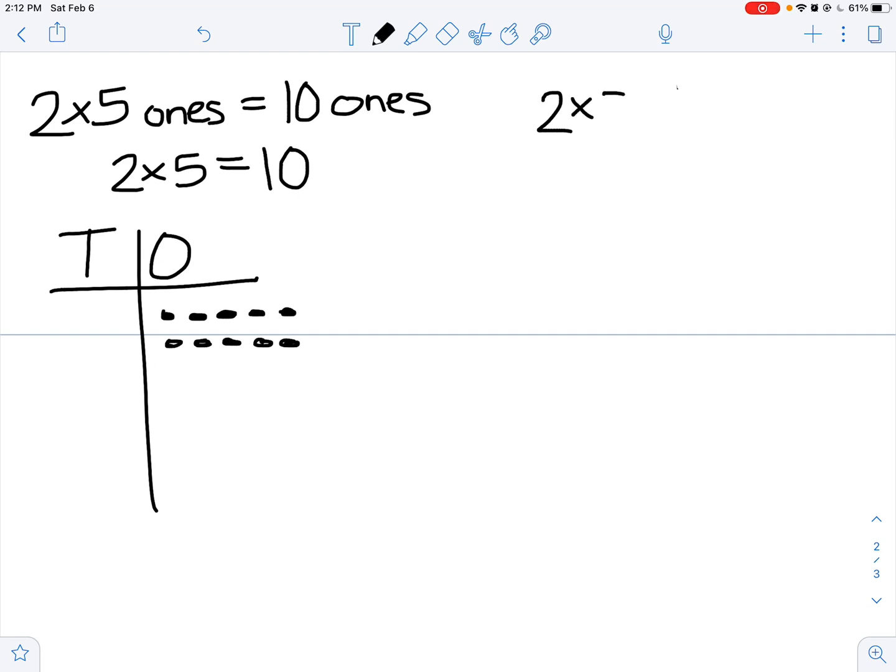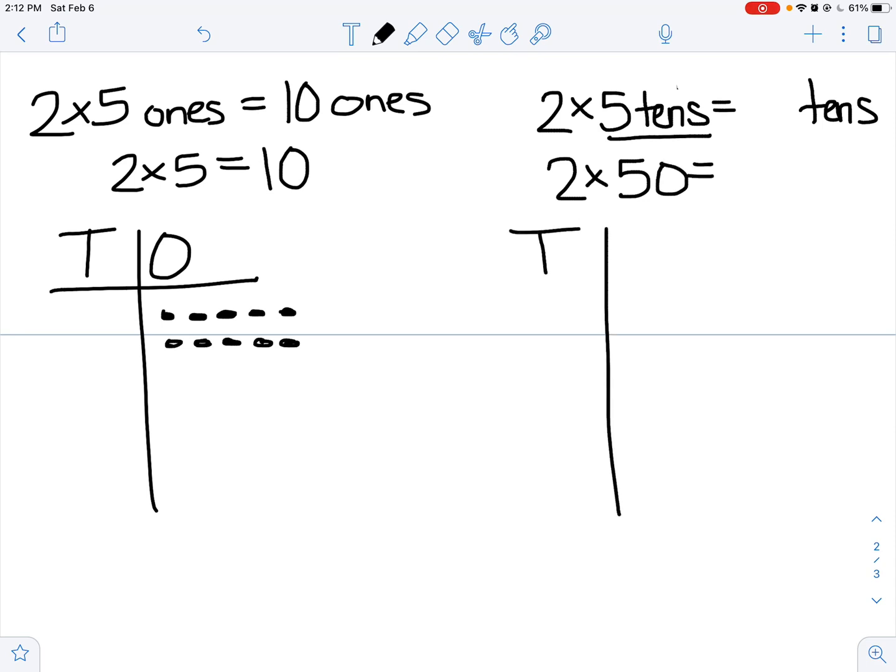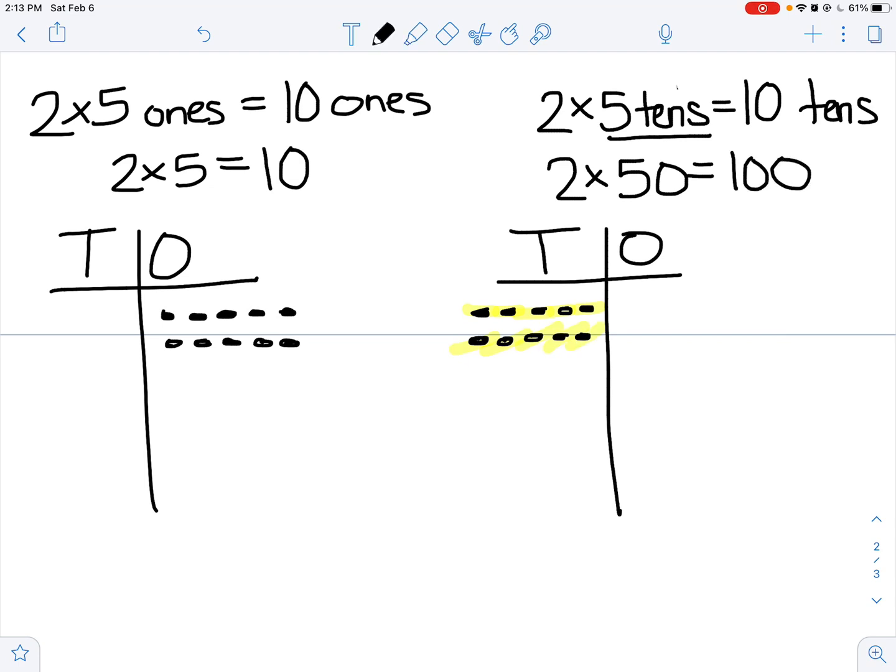Now, if I wanted to say 2 times 5 tens equals how many tens? That's going to be the same equation as 2 times, remember 5 tens is 50, so we're really solving 2 times 50. Well, let's take a look. We're thinking about tens this time, so I'm going to make 2 rows of 5 tens. There's 1 row and a second row. So again, 2, 4, 6, 8, 10. Oh, I have 10 tens. So how much is 10 tens? 10, 20, 30, 40, 50, 60, 70, 80, 90, 100. So we know 2 times 50 is 100.